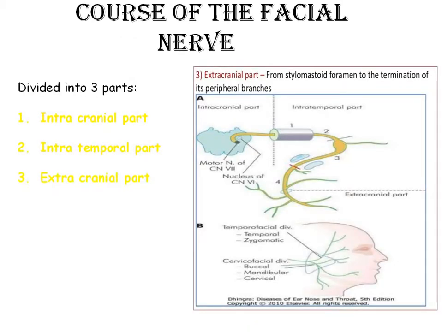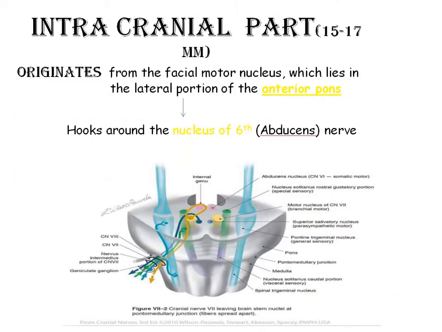Well, if we talk about the course of the facial nerve, it is divided into three parts: the intracranial, the intratemporal, and the extracranial part. This is the intracranial part, the intratemporal, and the extracranial part. Well, if we talk about the intracranial part, it is 15 to 17 mm in length.